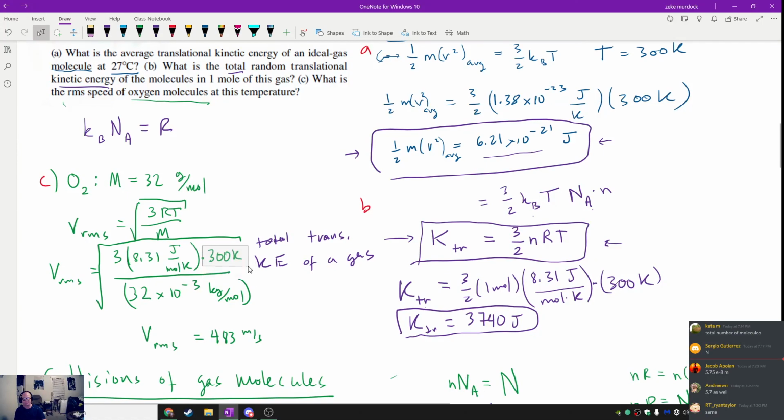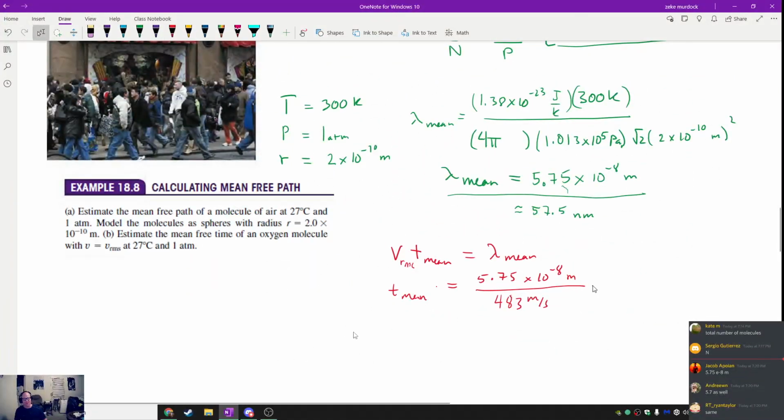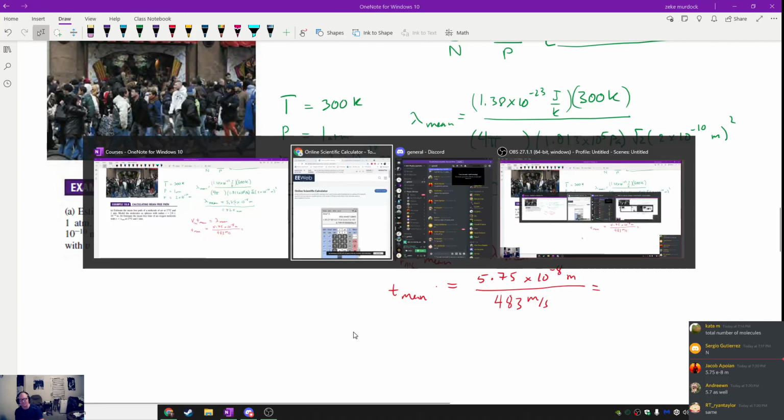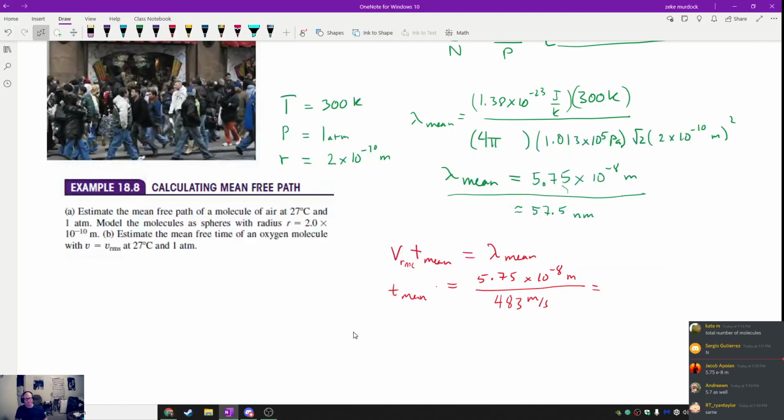So same temperature, that's all that matters, and it's oxygen. Right? So we just need to take the distance that we just got and divide by 483. So I'll do that right here. And we get 1.2 times 10 to the minus 10 seconds. A very, very short amount of time. That is approximately 0.12 nanoseconds. That means there are collisions occurring pretty much constantly.